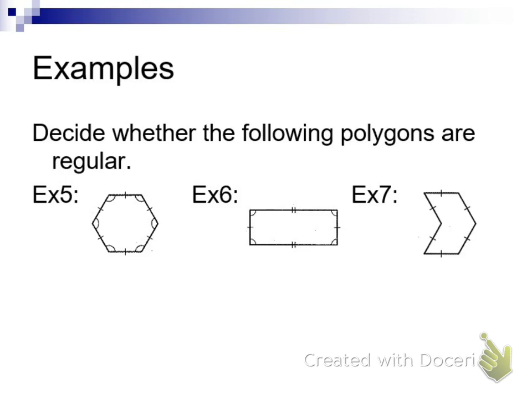On number 5, is it equilateral? Yes, all the sides are marked as being congruent. Is it equiangular? Yes, again, all of the angles inside of it are marked as being congruent. So this one would be regular. If you answer yes to both, it's regular. If it's not yes on both of them, it can't be regular.